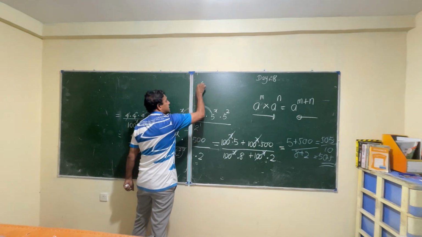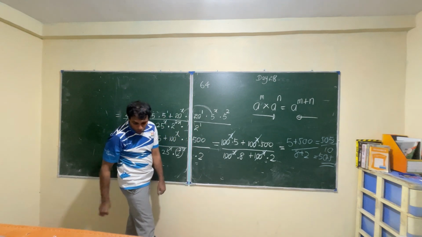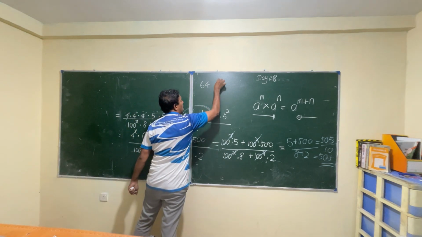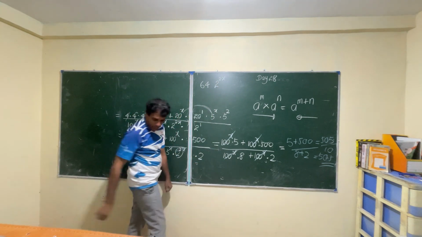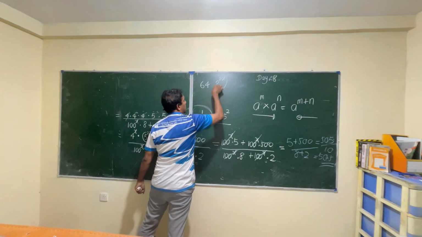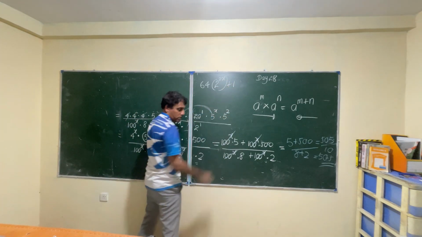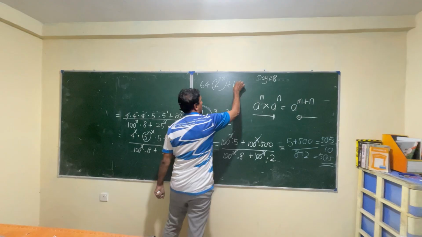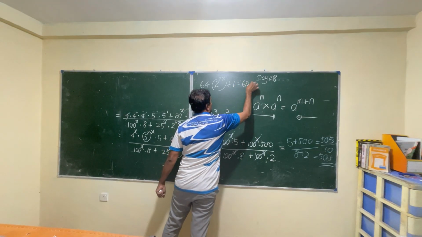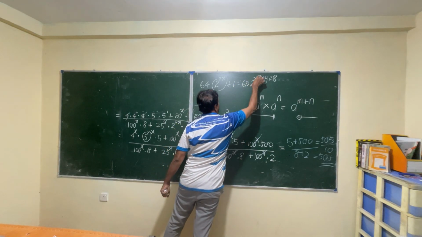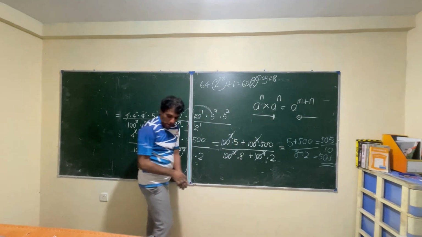64 into 2 to the power 2x, and plus 1, equal to 65. I hope you already completed it and are waiting for this solution.